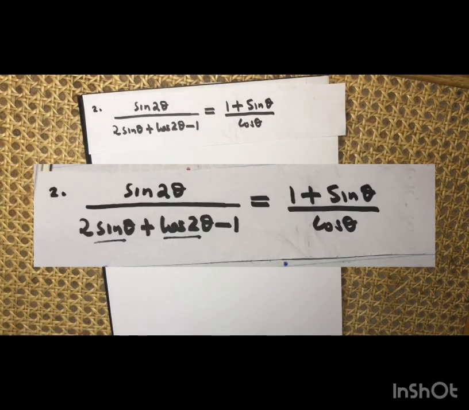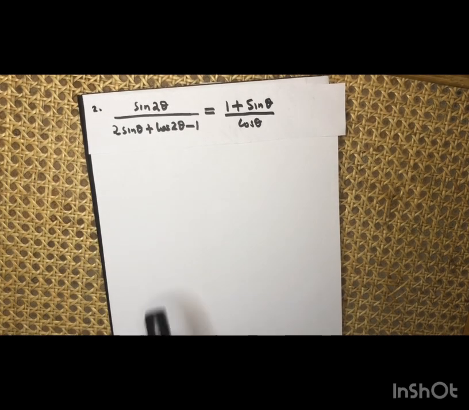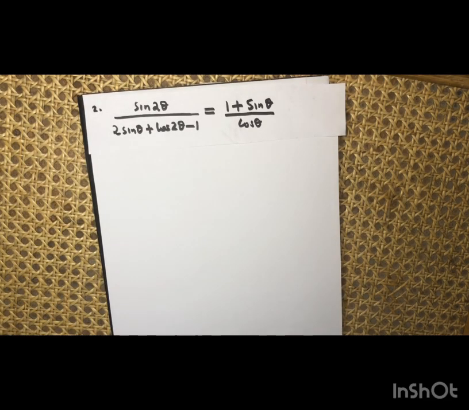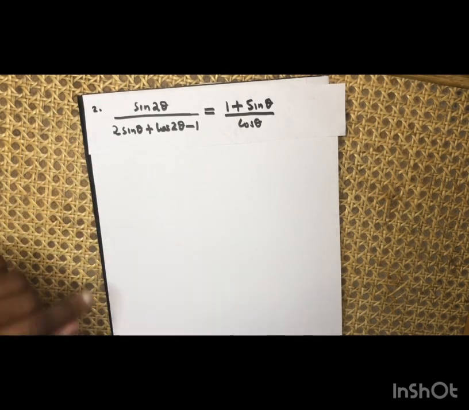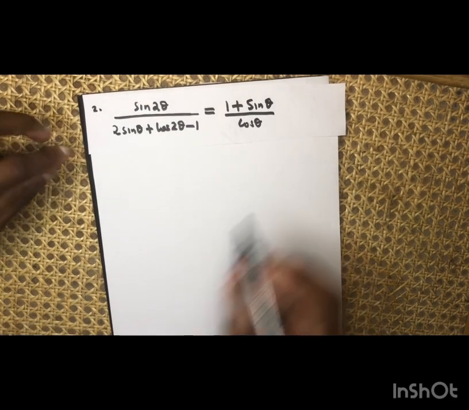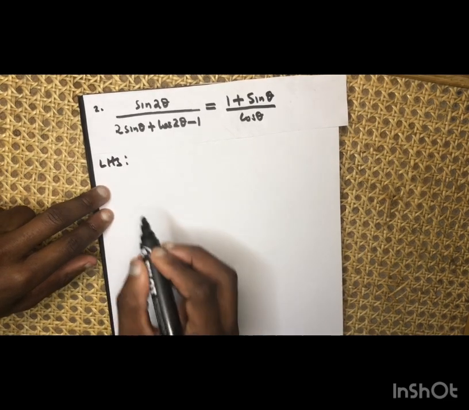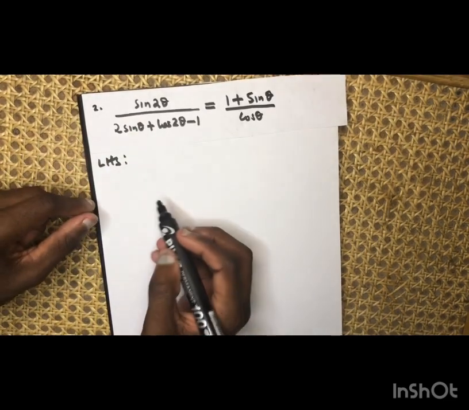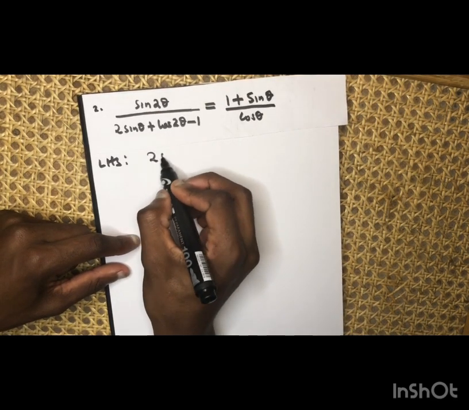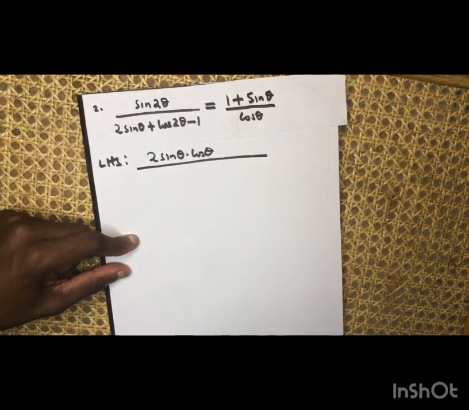So what do we have here? I'm given sine 2 theta all over 2 sine theta plus cos 2 theta minus 1 equals to 1 plus sine theta over cos theta. So which side do you need to take here, guys? It's the left hand side again. So I can see this is the double angle. Because I don't have the double angle here, I must change it. This is going to be changed to be 2 sine theta cos theta over.